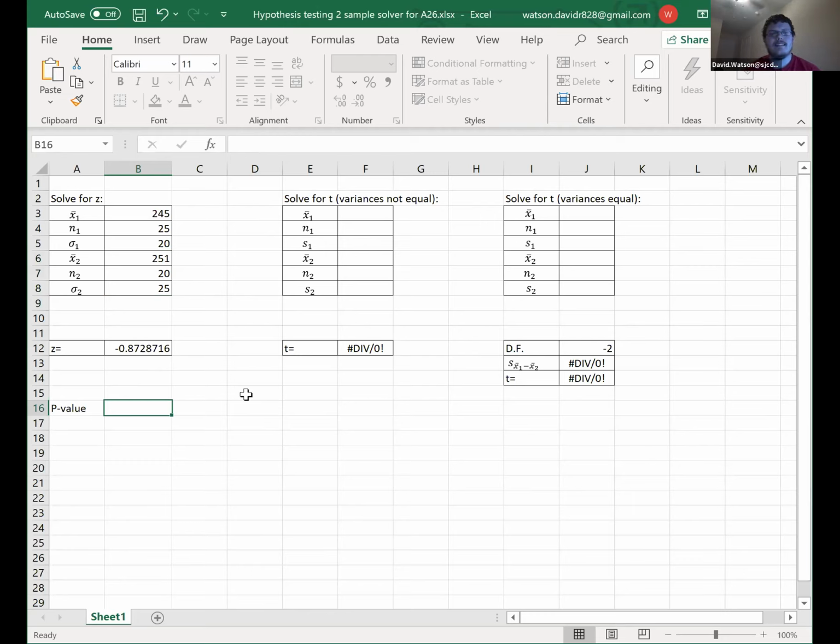All right, so that is our z value. And now we have to figure out our p-value. Well, since this one's a left-tailed test, that makes our job much easier. Because if it's a left-tailed test, then all we need to do is norm.dist of our z, then mean of 0, standard deviation of 1, cumulative is true, and there we go. That's it. We don't have to do 1 minus or anything like that because it's left-tailed. So our p-value is 0.1914.